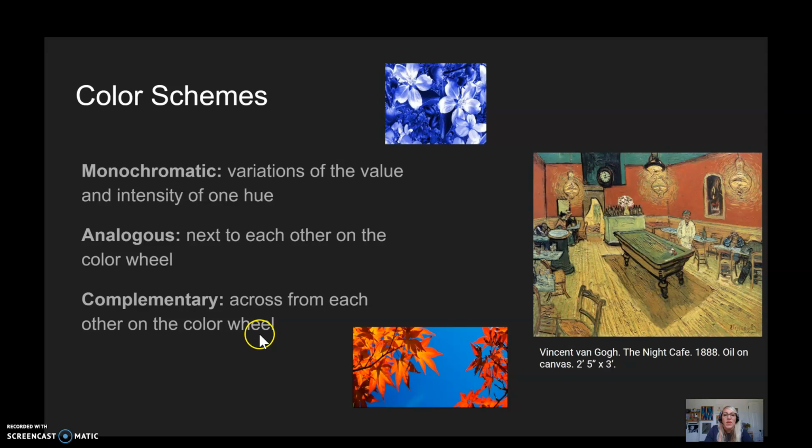And then complementary are colors across from each other on the color wheel. And one thing I want to point out with complementary is that when you put these complementary colors together in a work, it can be very jarring. It can almost create a vibration when you're looking at it. And so that's not always the most peaceful feeling.